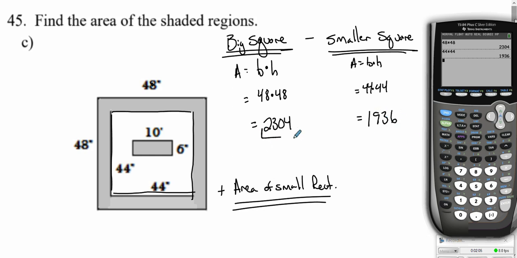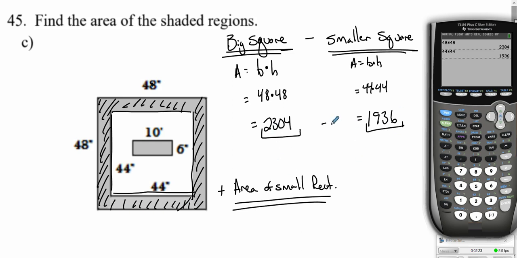square feet. So now I'm going to take this minus this, and that's going to give me the area of this, all this out here. All right, because I'm doing the great big square minus that inner square. That's going to give me all of that. So 2,304 minus 1,936. Get 368 square feet.